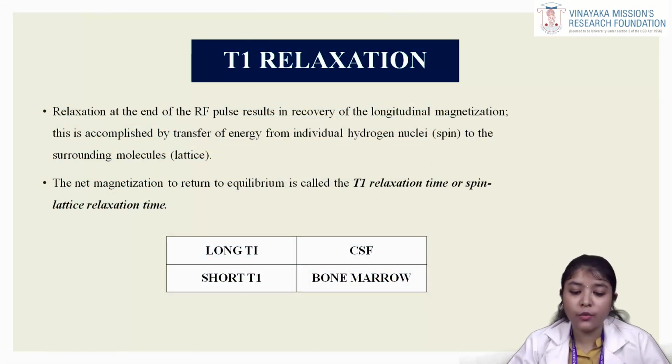Next is T1 relaxation. It is also called spin lattice relaxation. Here it measures the time taken for protons to realign with the magnetic field after the radio frequency pulse is removed. That is given as the spin lattice relaxation time. Long T1 is seen in CSF and short T1 is seen in bone marrow.